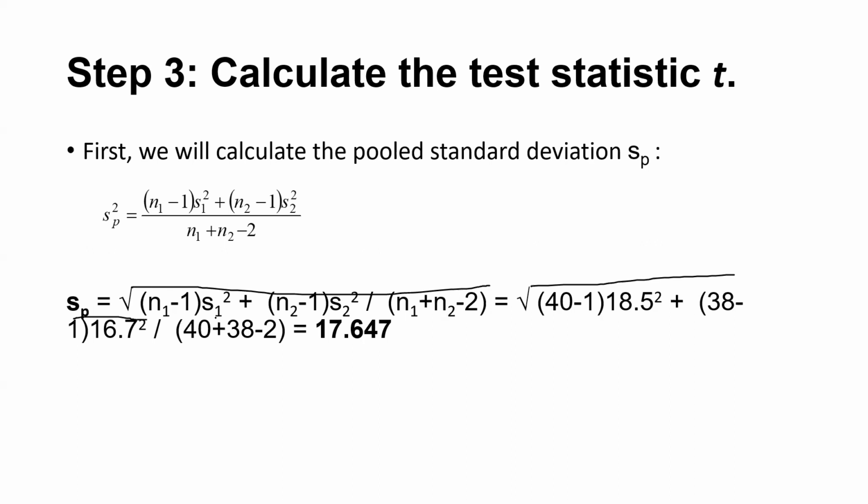So sample size 1 was 40, minus 1, multiplied by standard deviation number 1, which was 18.5, squared, plus 38 minus 1 multiplied by 16.7 squared, divided by sample size 1, which is 40, plus sample size 2, which is 38, minus 2. So this is my pooled standard deviation. And this is my step 3.